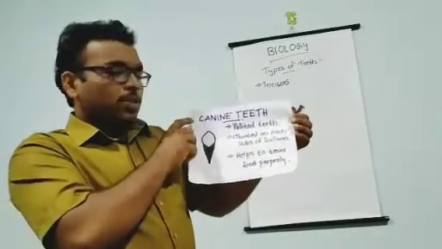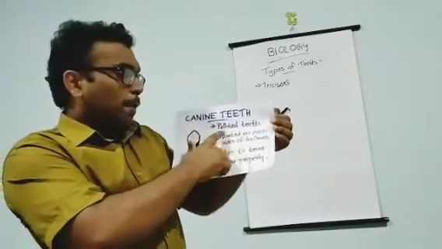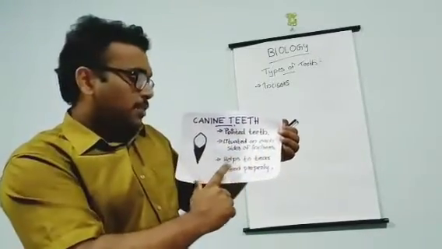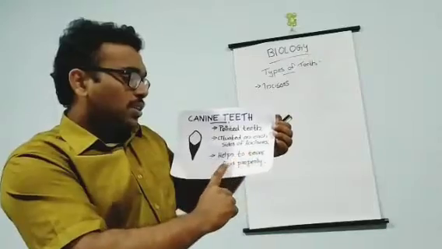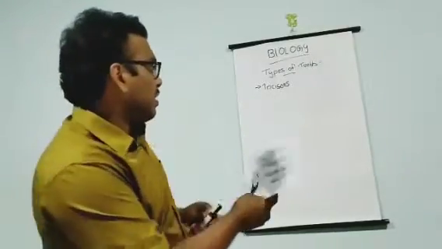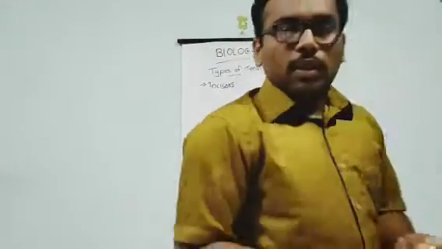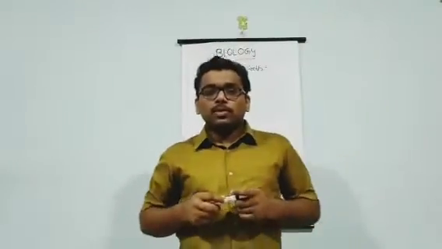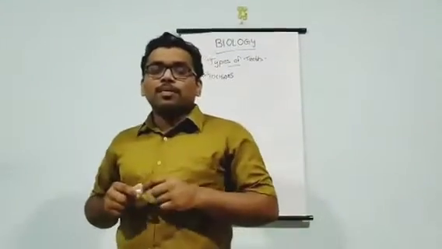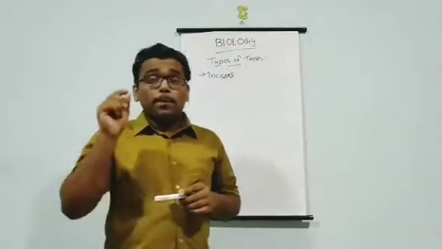Once again, we are going to see the canine teeth. These pointed teeth situated on each side of incisors help to tear the food properly. I think you got a clear idea, isn't it? Now, teacher will ask you some questions. Are you ready? Yes. Here is the first question. Canines are pointed. Is the statement true or false?